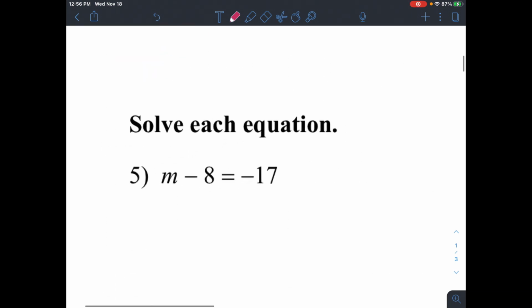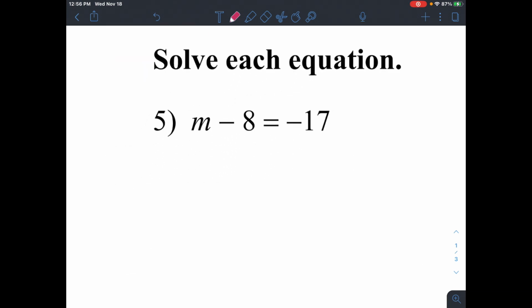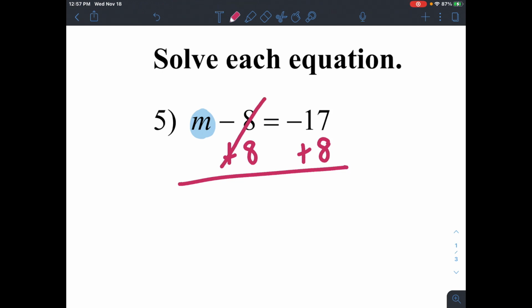The next section is solving equations. I start with easier problems at the beginning, and then I get a little bit harder as we go on. These first couple are just one-step equations. We're trying to get the variable by itself, so we'll add 8 to both sides to get m by itself. Negative 8 plus 8 cancels out, nothing's left. So m equals negative 17 plus 8, so we should have negative 9 there.